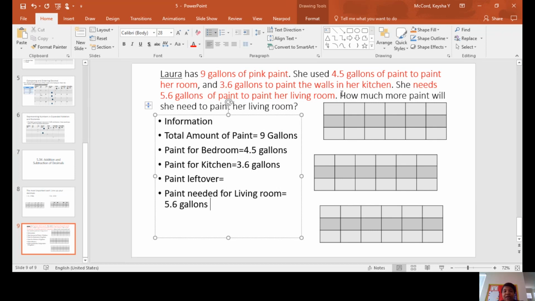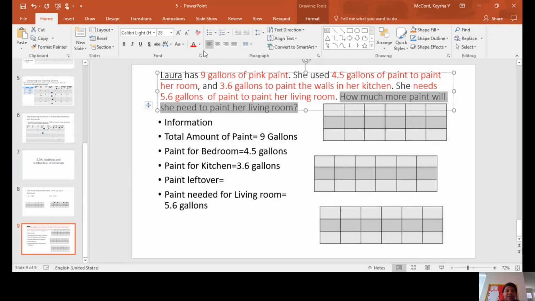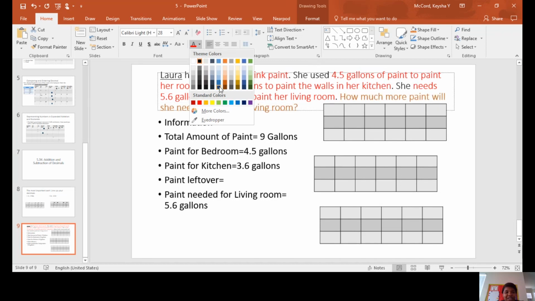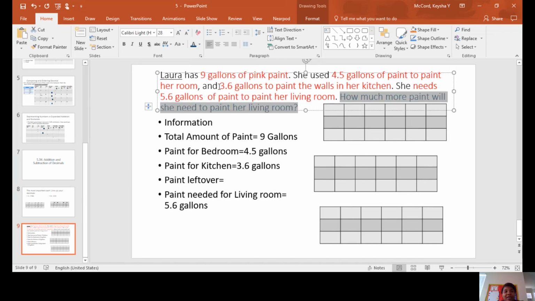So the question I'm going to highlight, and I'm going to put it in blue because I don't have a highlighter on my computer. How much more paint, and we'll underline it. How much more paint will she need to paint her living room? So I need to see how much paint she's going to have left from her 2 projects, and then figure out how much more she'll need to get for her living room.